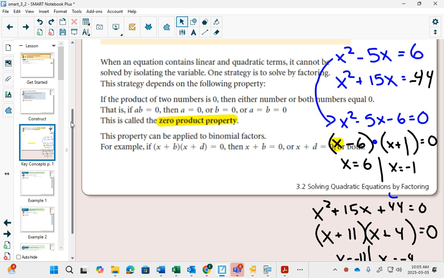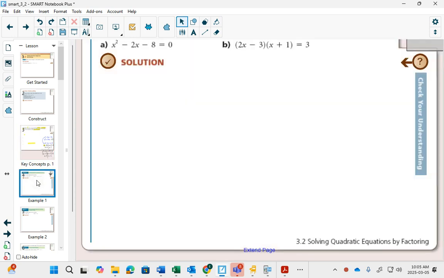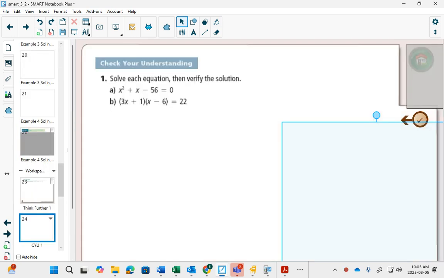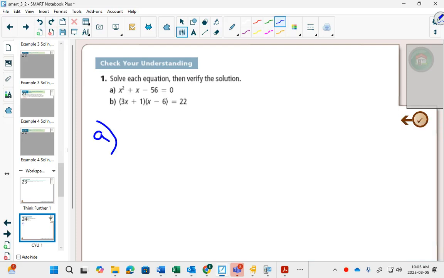Okay, so let's go to example 1, and now we can solve questions by using the zero product property. It only works if one side is equal to 0. So in A, it's like, ooh, I have one side equal to 0. Is it possible to change this to multiplying? Well, my first value is x squared. My last value is 56.